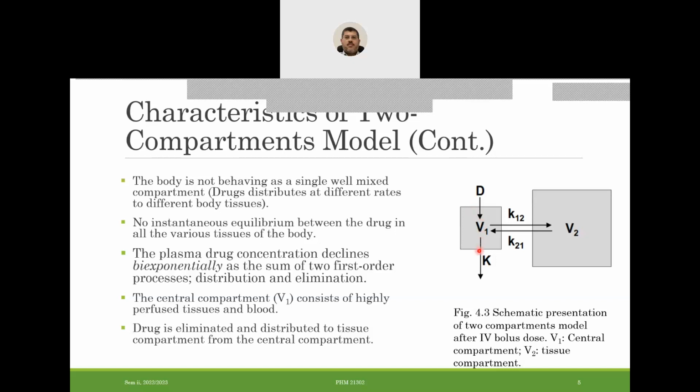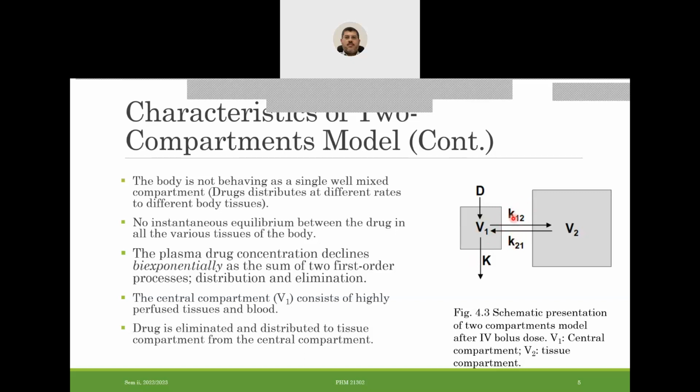Then we have the elimination rate constant, and elimination occurs from the central compartment. Okay? Elimination occurs mostly in the kidney or in the liver, and these are supplied by blood. The drug comes directly from the central compartment. However, in this model we add two more rate constants.